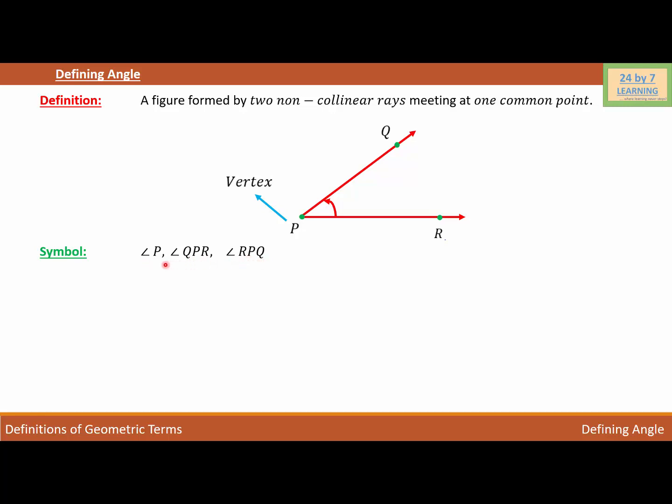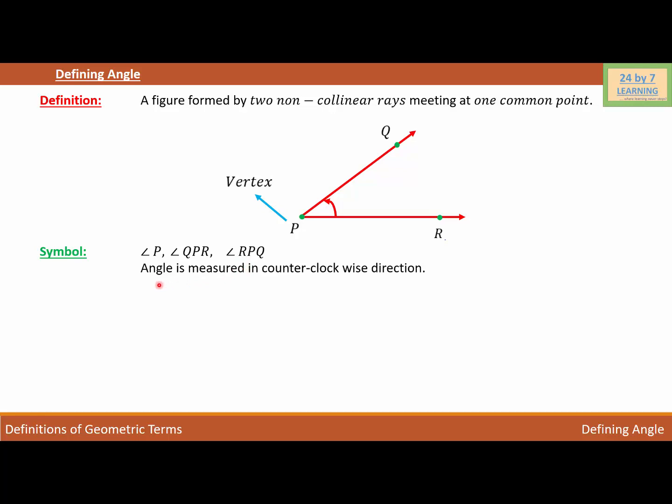If you look closely, you will see that in these two angles, P is in the middle. So this is angle P, this is angle QPR, where P is in the middle, and this is angle RPQ, which also has P as the middle letter. So P is the angle because P is the vertex in all three cases. It does not matter how we represent an angle, it will always be the same angle if it shares the same letter in the middle.